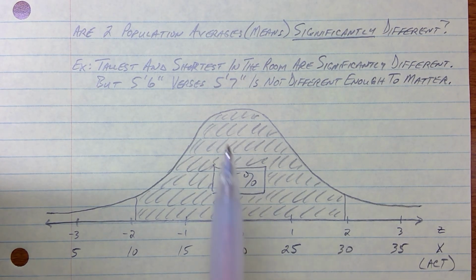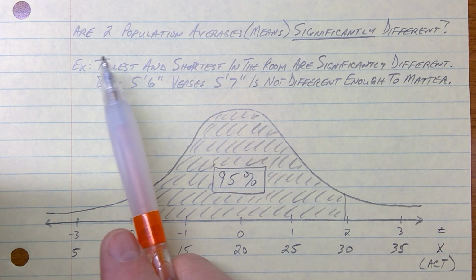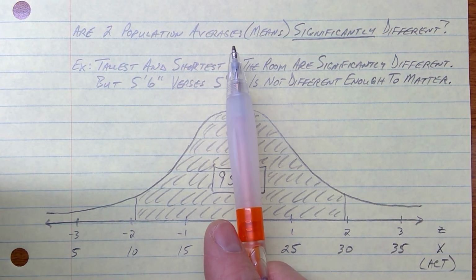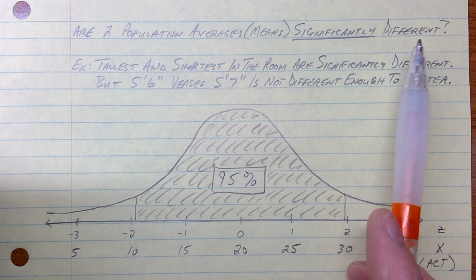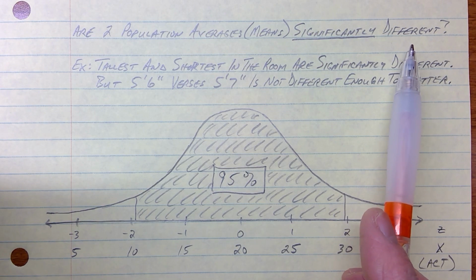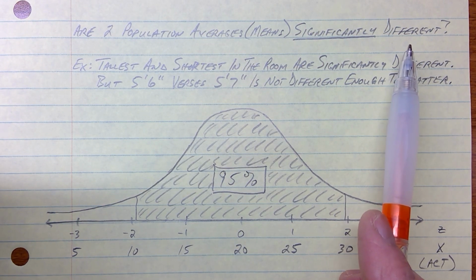So what we're discussing is we're asking ourselves, are two population means, two population averages, different? Not only different, but are they significantly different? Are they different enough that it's a big deal? Does anybody care?